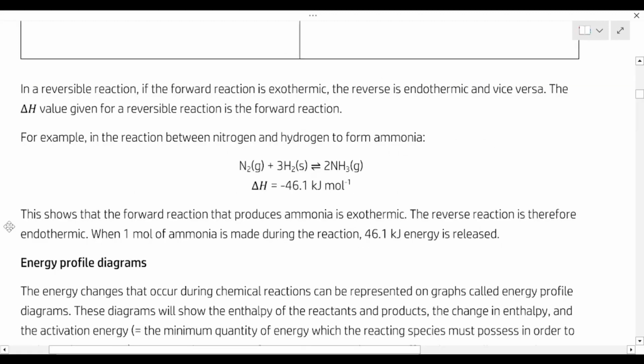And note, in a reversible reaction, if the forward reaction is exothermic, the reverse is endothermic, and vice versa. For example, when nitrogen reacts with hydrogen to form ammonia, delta H is negative 46.1 kilojoules per mole. So that means that the forward reaction that produces ammonia is exothermic because delta H is negative. The reverse reaction is endothermic, and that means that 46.1 kilojoules is absorbed.